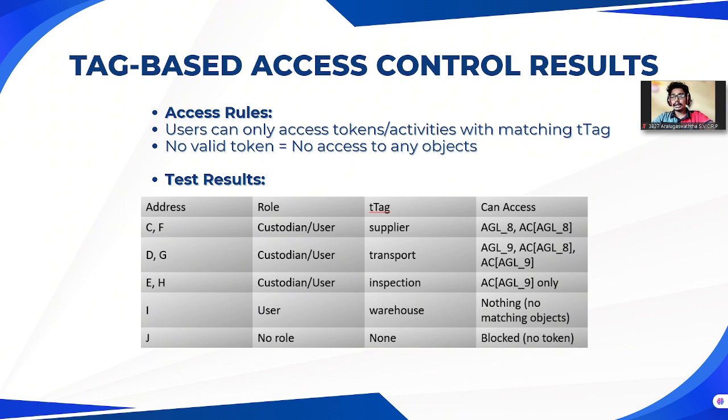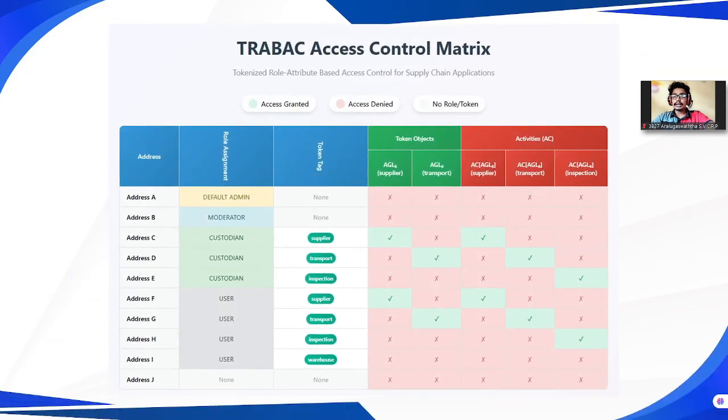Most importantly, address J, which has no token at all, is completely blocked from accessing any resources. This demonstrates both positive and negative access control working correctly according to the author's design. This is an access matrix table. This is showing which address can access which tokens or activities based on tags.